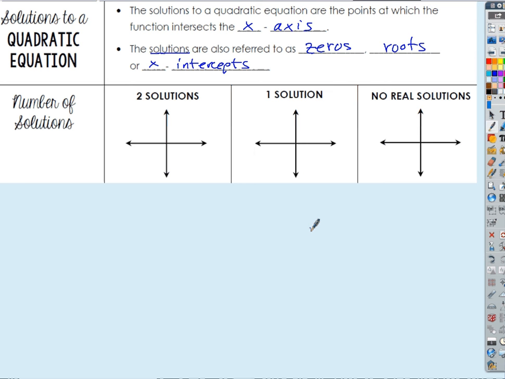And I want to amend this just a little bit. When I say number of solutions, I mean real solutions, real number solutions. What would the graph look like if there were 2 solutions?